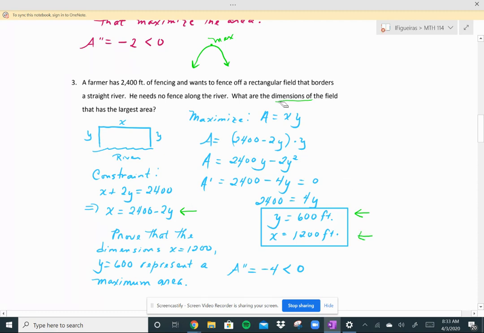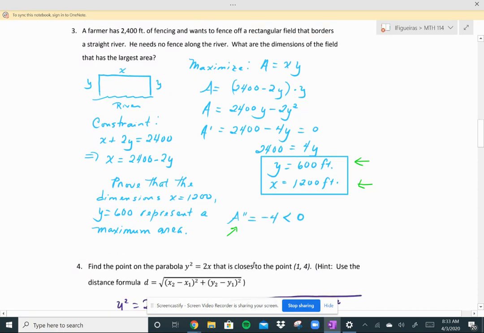All right, so again, we have to prove that the dimensions that we found maximize the area. So again, I will use my second derivative. So A double prime is negative 4, and as I explained before, when you have a second derivative that is negative, that means the graph of the function is concave down, implying that the value that we found is a maximum dimension.